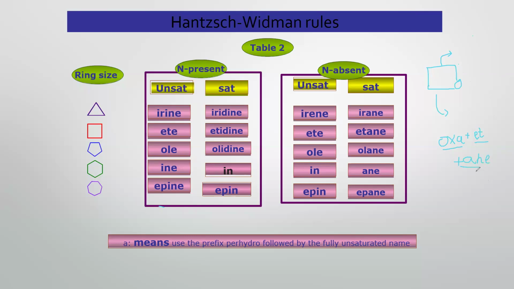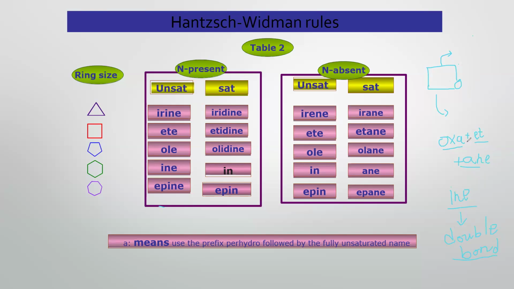If the ring is saturated, then we use the suffix ANE. I am repeating, the suffix will be ANE. And for the unsaturated, if the double bond is present, it will be INE. Sorry, not ENE, INE. This is for the saturated compound, which means it doesn't contain any double bond, like this example, right? So we'll write it as ANE.